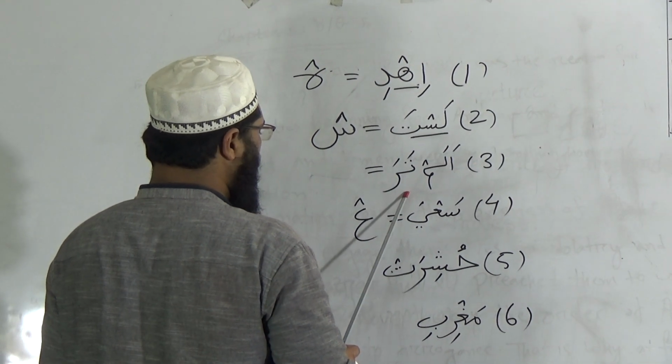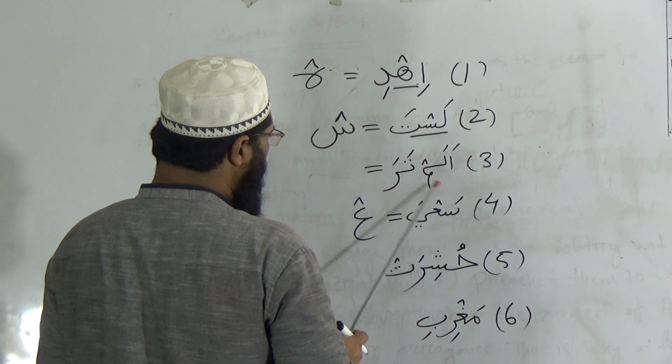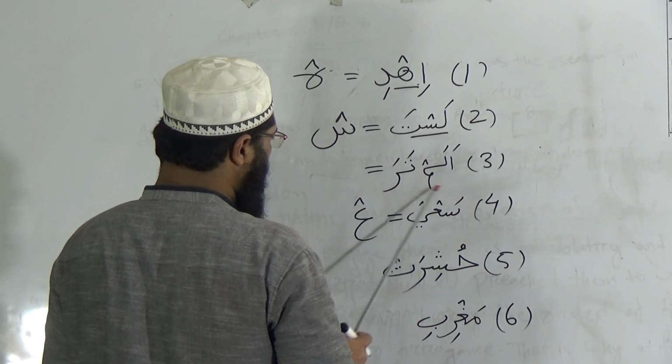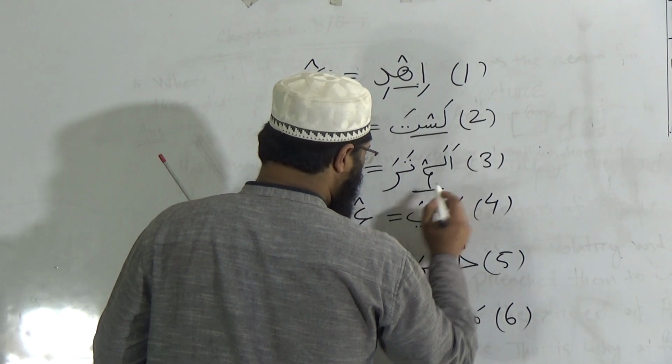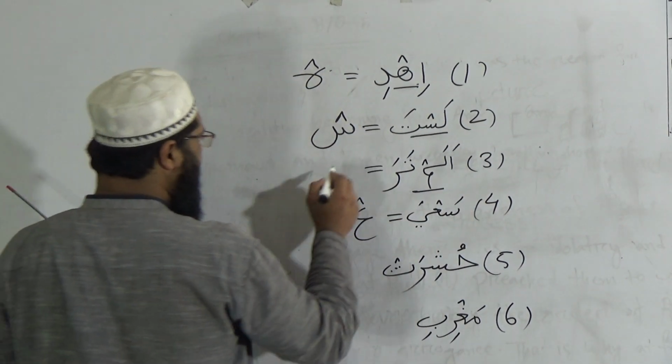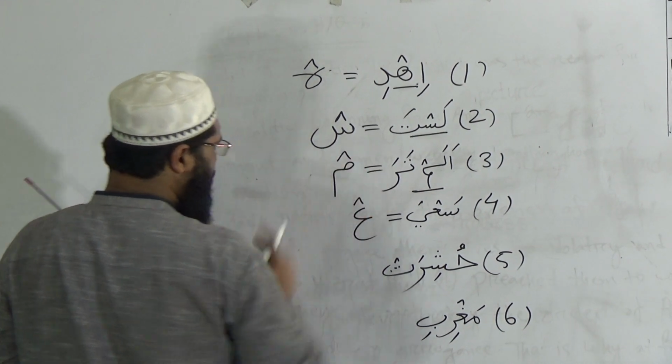Number 3, our Arabic word is alam taro. Alam taro. My dear students, here mim has taken Jazam. Now we will identify the Jazam taken huruf mim, and now we will write the letter mim and Jazam.